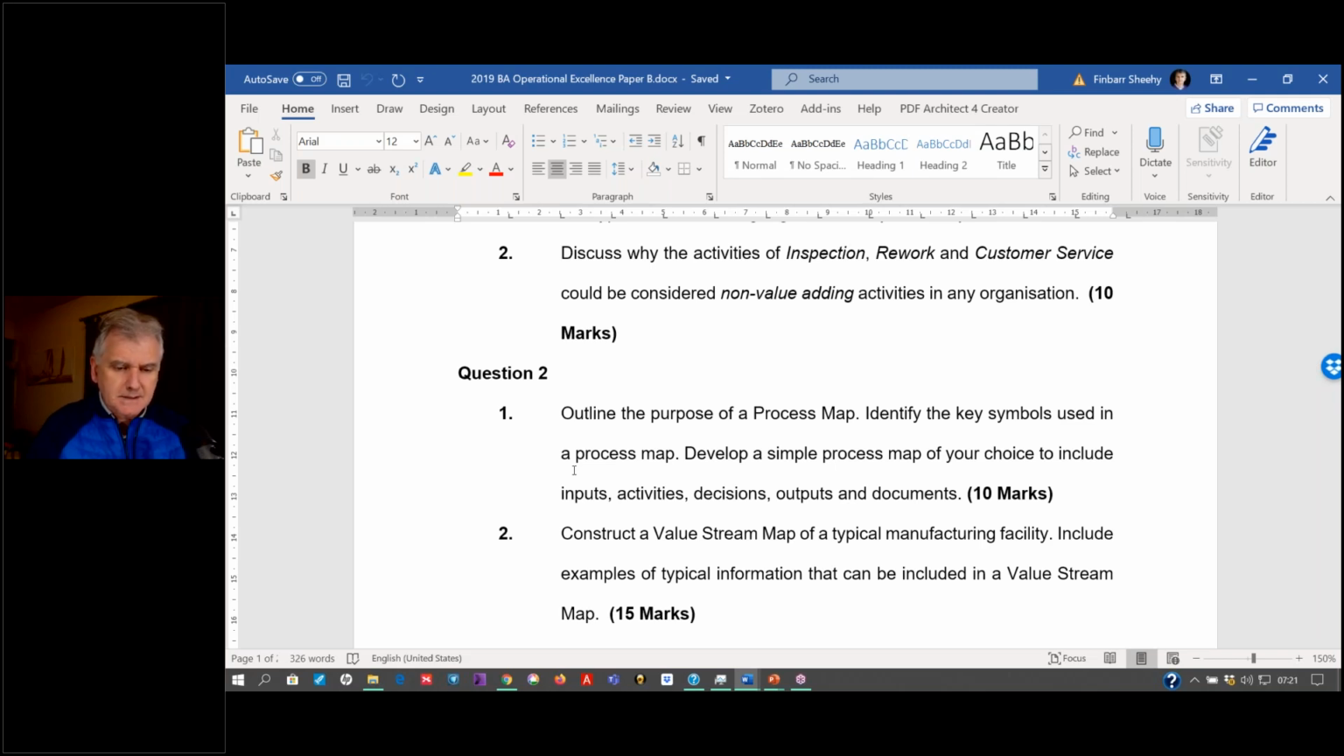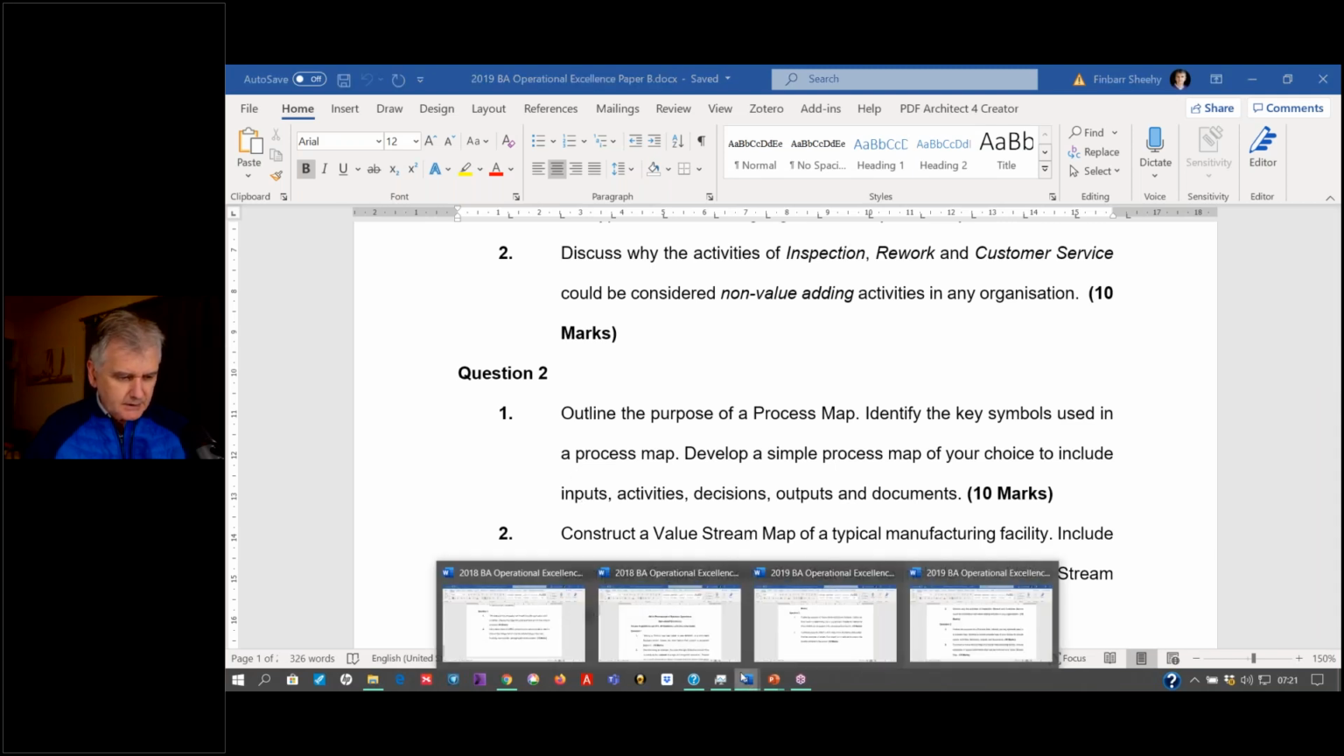Construct a value stream map of a typical manufacturing facility, including a typical example of information that could be included in a value stream map. Again, that's open book, and a fairly easy question, actually. But at the moment, I would probably add something else into it rather than asking that on its own, because that might be too straightforward. Let me jump into some of the other years here.